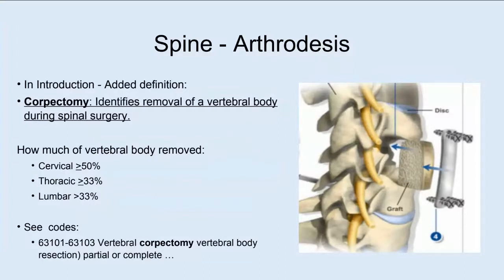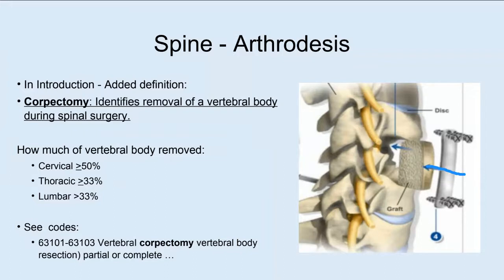So let's look at corpectomy. Corpectomy identifies removal of a vertebral body during spinal surgery. And here you see right here the picture of the removal. So if you look at the pictures that are in this section, it talks about how much of the vertebral body is removed to be your corpectomy. If it's the cervical vertebrae, it's 50% or more. Thoracic is 33% or more. Lumbar, it's 33% or more.